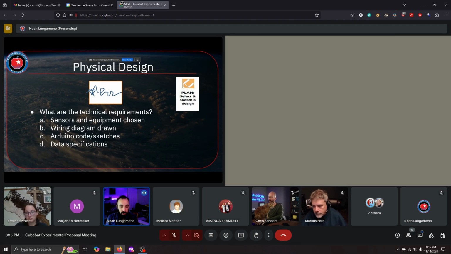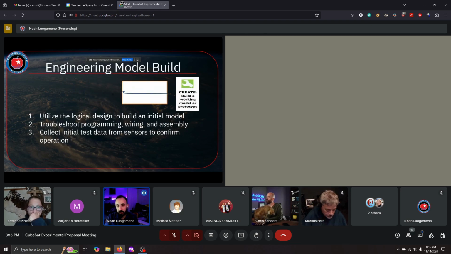Then we'll also want to see the Arduino code or sketches that you've come up with to run all of your various sensors just to validate that it's all going to work. And then we'll want to know exactly what data is being collected, how it's being collected, how often it's being collected, and that will encompass the physical design. Essentially, that is the last step before actually putting this all together. You've now determined what the equipment is going to be, how it's going to be connected, and essentially it would be almost like a set of instructions for putting your experiment together.